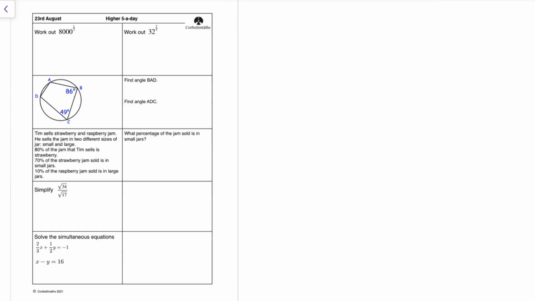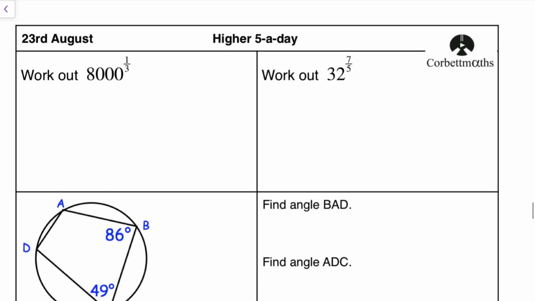And welcome back. It's the 23rd of August, higher five a day, and we're going to go straight to the first question. The first question says, work out.